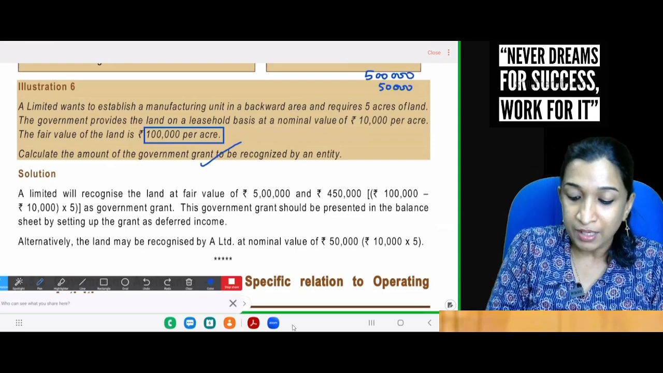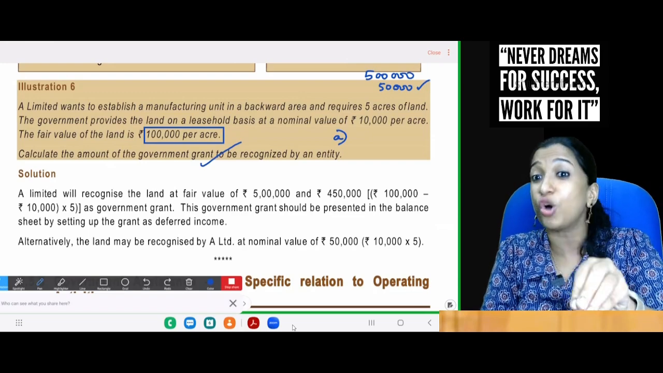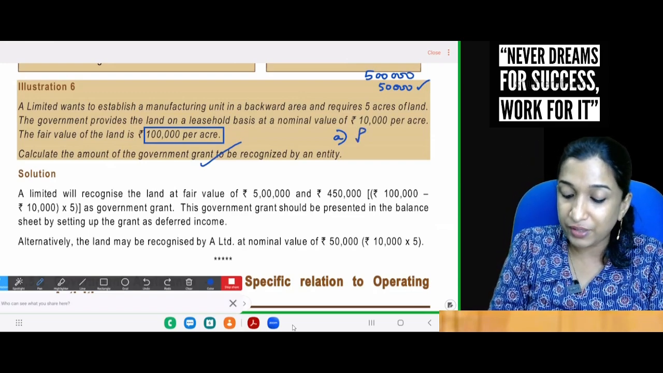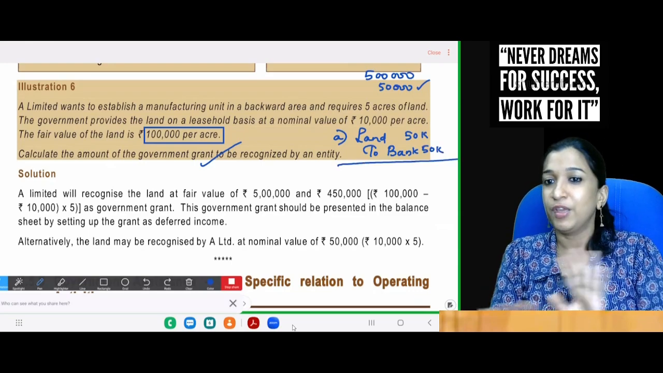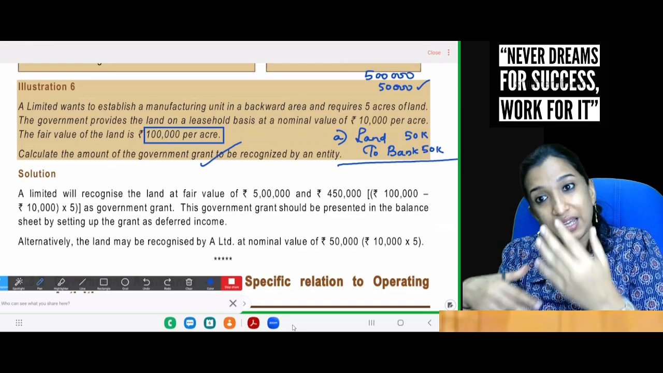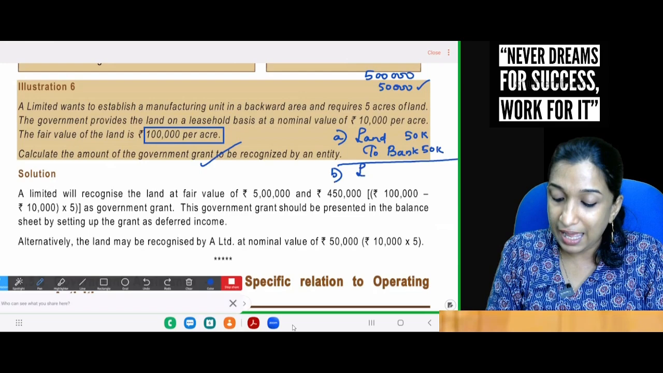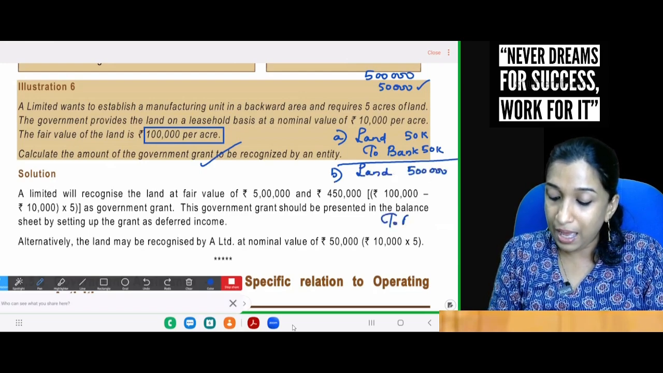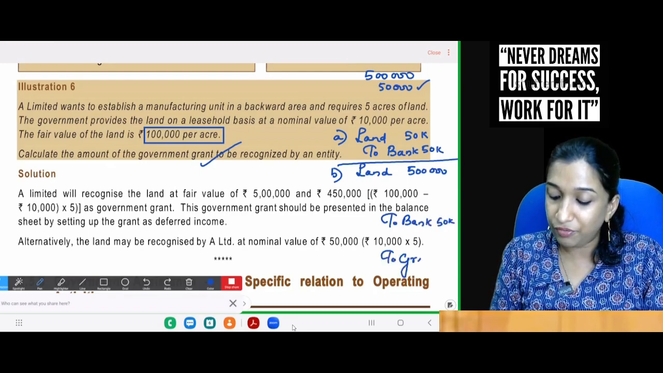You have two options. Either you may pass the entry at the nominal value of 50,000, which is the cost incurred by you. So you may pass the entry Land to Bank 50,000, where there will be no further accounting of grant. Grant related accounting will not be there. Or you may pass the entry Land account at fair value, to Bank 50,000 which you paid, to Grant 4,50,000.